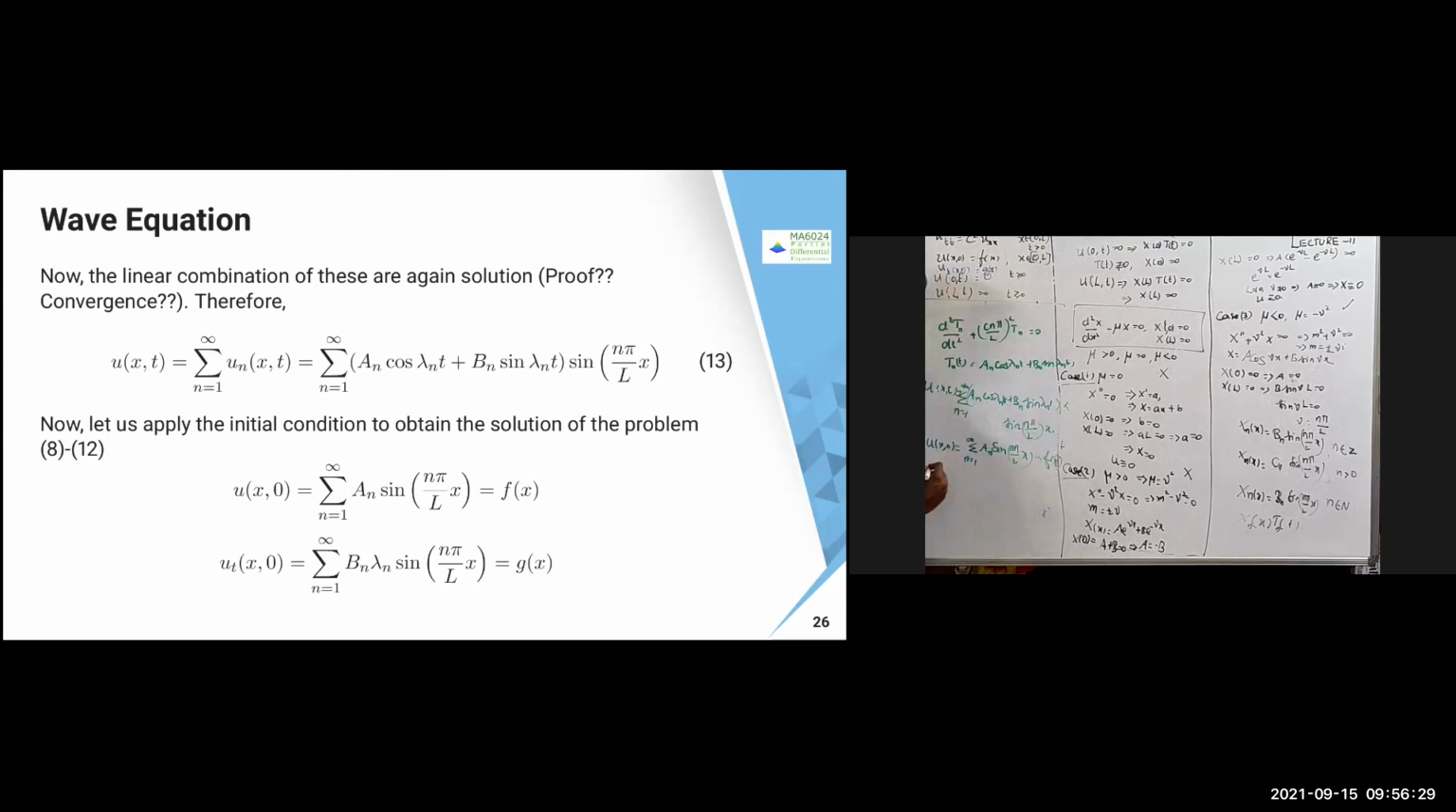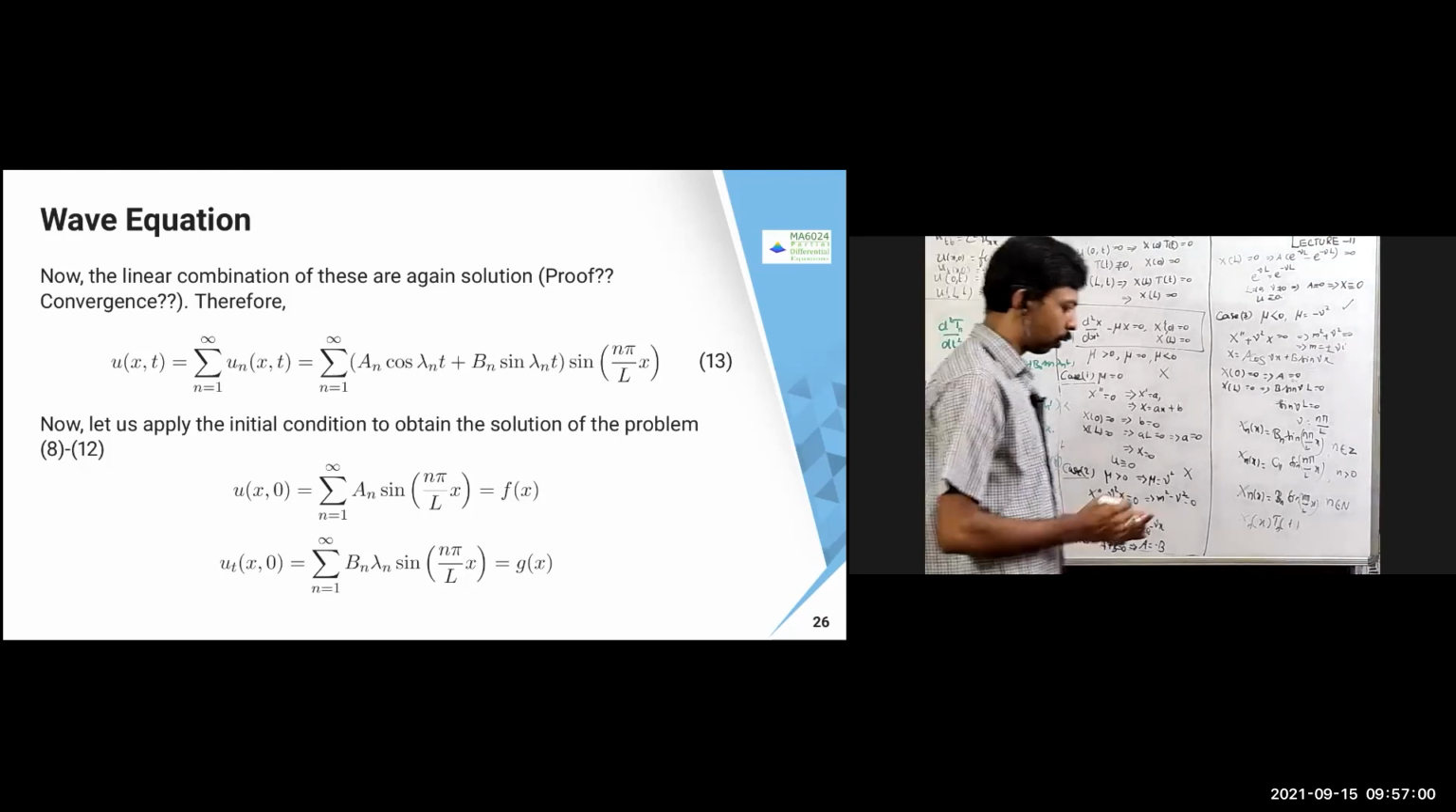Now the second one, ut of x comma 0. Here the derivative gives minus sin lambda n t and cos lambda n t, and at t equal to 0 the An coefficient becomes 0. Only Bn is going to be there. Therefore, we get summation n equal to 1 to infinity Bn into sin n pi by L into x equal to g of x. Again, apply the Fourier series and find the answer.